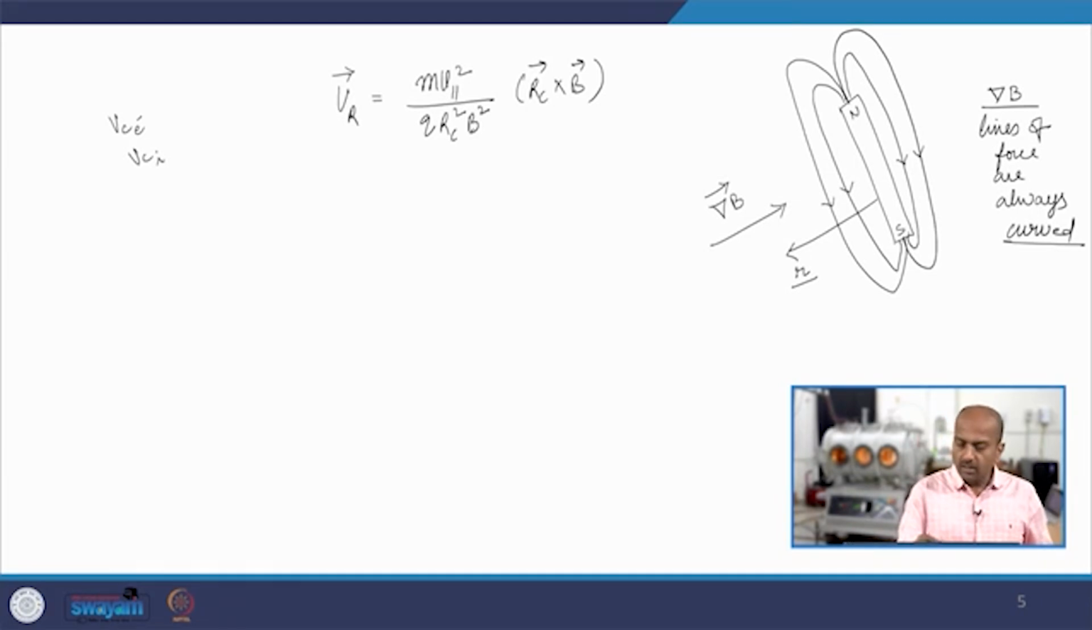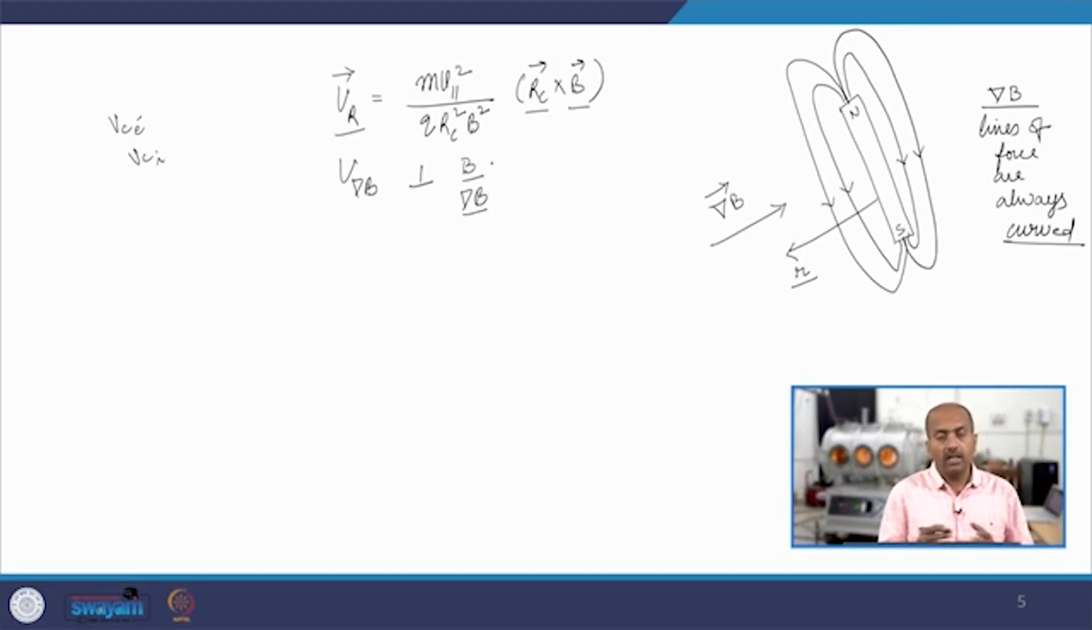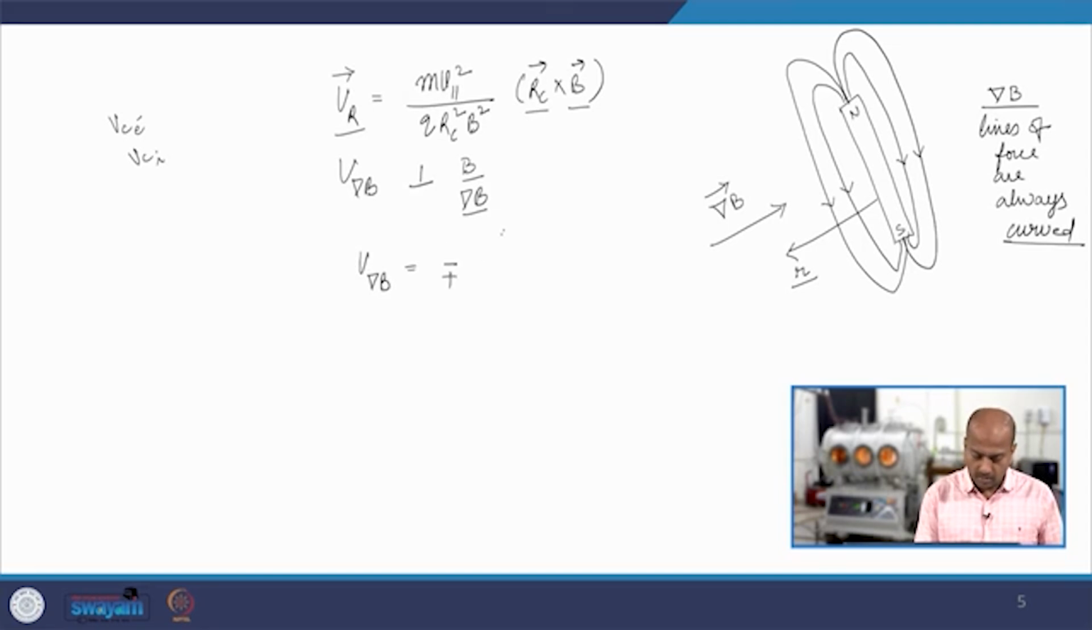Now, one thing is very clear, VR is perpendicular to both RC as well as B, just like the V del B is perpendicular to the magnetic field itself and the gradient. So, it will find a direction which is perpendicular to both of these directions at the same time. So, as the particle is moving along the curvature, it experiences this curvature drift, and at the same time we have del B, which is minus plus V perpendicular RL by 2B square times B cross del B.